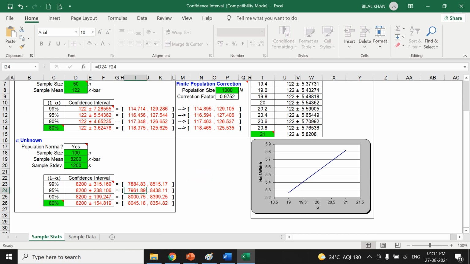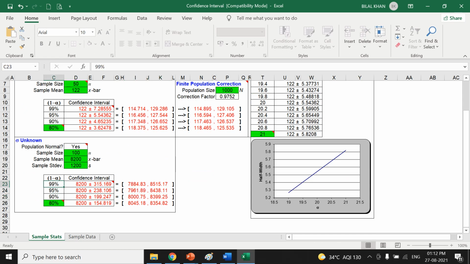That if we were to sample all the people, all the army men and women who were living in Mumbai, and if we were to calculate, if we were to take a census, we will find that the true value will lie between 7961 and 8438.11, 95% of the times. Okay, in other words, if we were to draw 95 similar samples of size 100, we will find that the mean is likely to lie in this particular range if we want 95%.